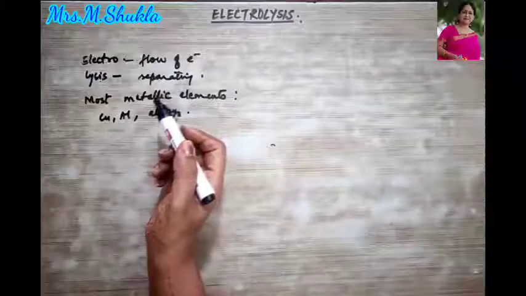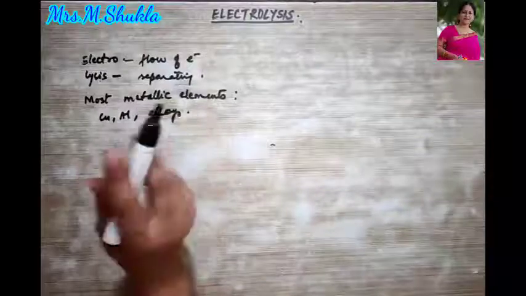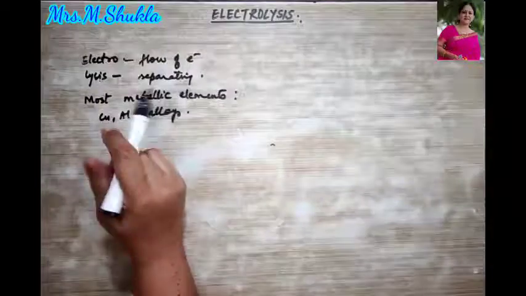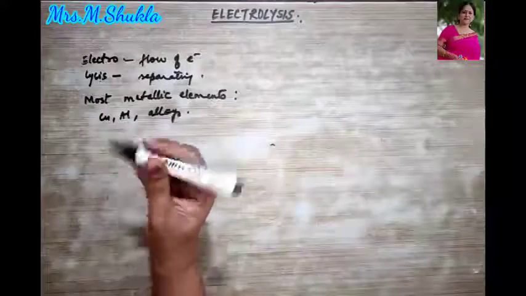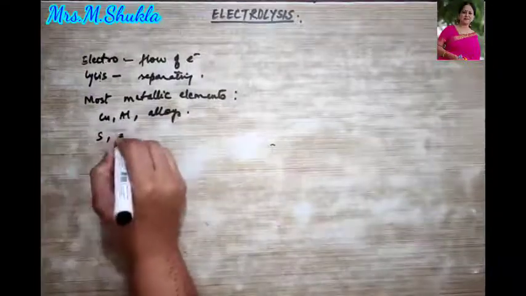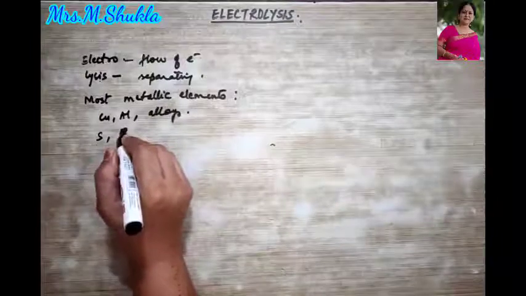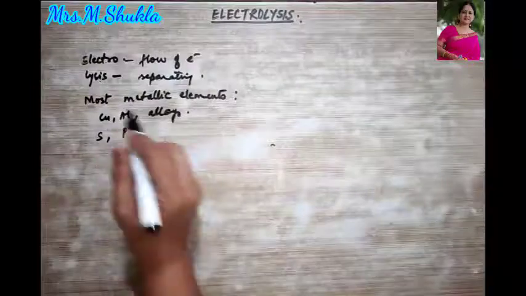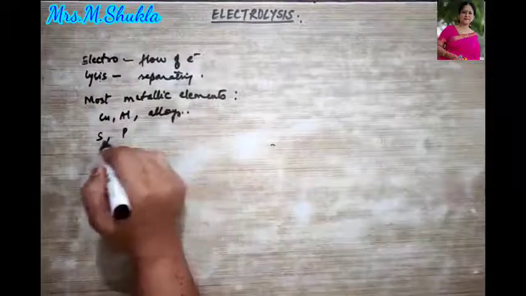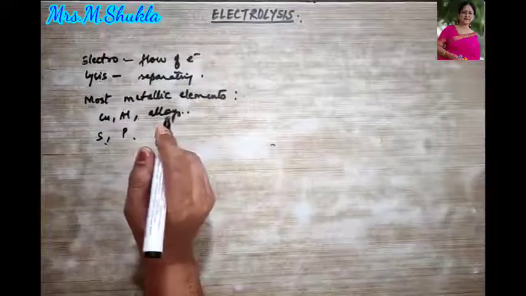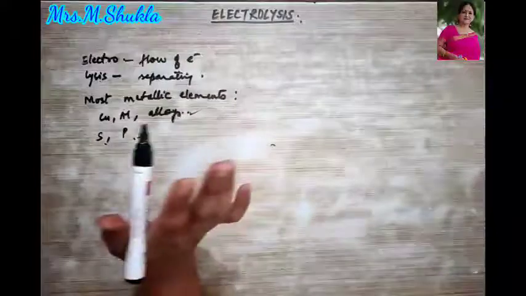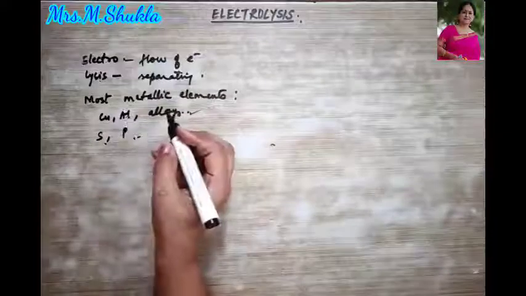The electricity can pass both in the aqueous as well as in the molten state. Then there are certain non-metals like say sulfur or even phosphorus, right? They do not conduct electricity. They do not allow electricity to pass through. They do not bring about chemical change. Here when electricity is not passed, definitely no chemical change also takes place.